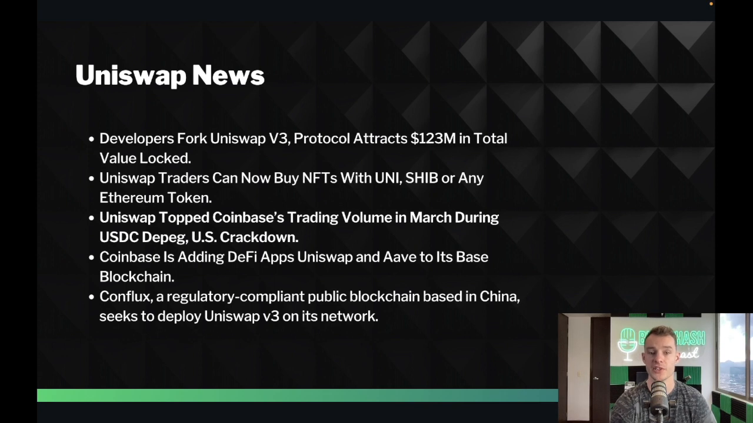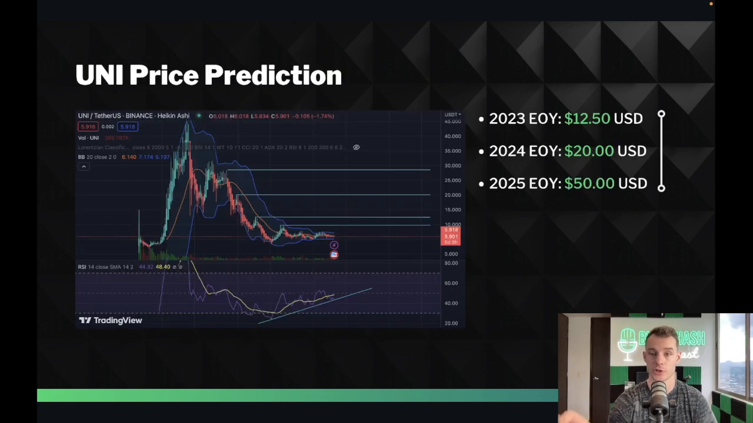Coinbase is also adding DeFi apps like Uniswap and Aave to its Base blockchain, which could be really big for development through Coinbase. Conflux, a regulatory compliant public blockchain that's based in China, is seeking to deploy Uniswap v3 on their network. So Uniswap is making their way into Asia, especially into the Chinese market. So a lot of positive developments, a lot going on around Uniswap. That makes me very, very happy, especially given the sentiment.